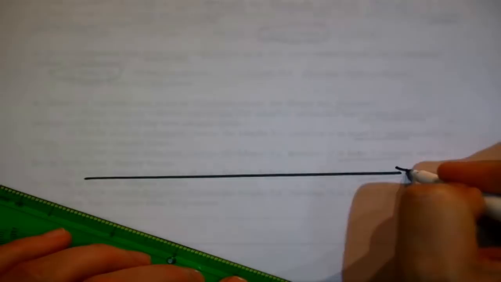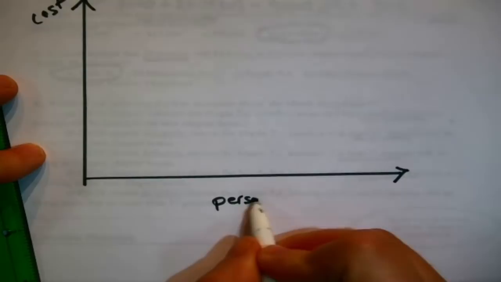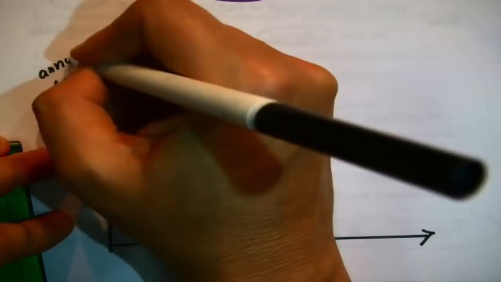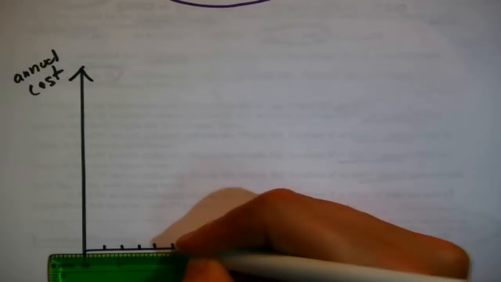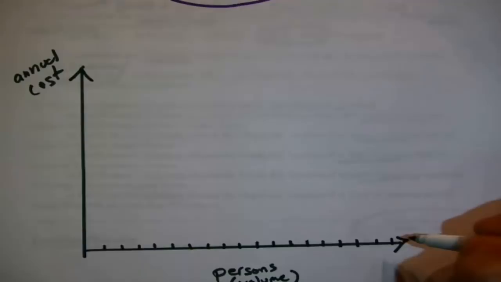All right, we're going to illustrate Fund's situation. The problem is we don't know how many persons will be living there. The concern is cost. Persons, which is volume, versus annual cost. All right, now I need a scale. So here, let's go 1/4 inch. Get a nice number scale going here.